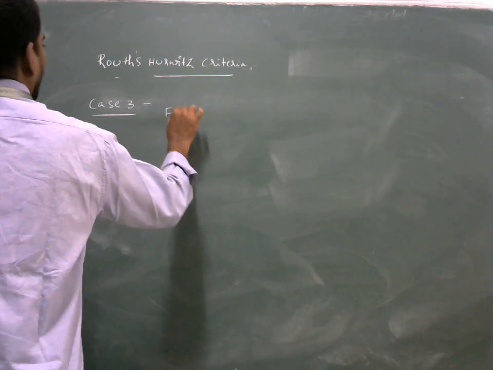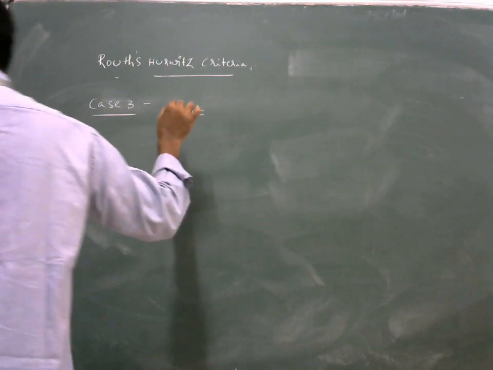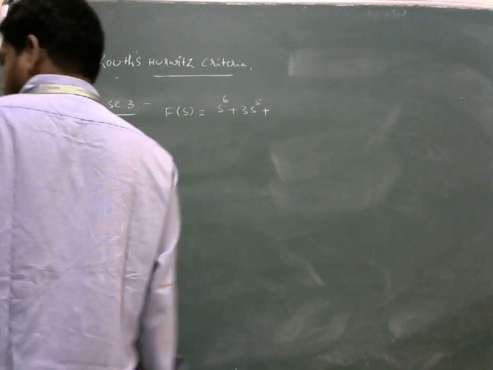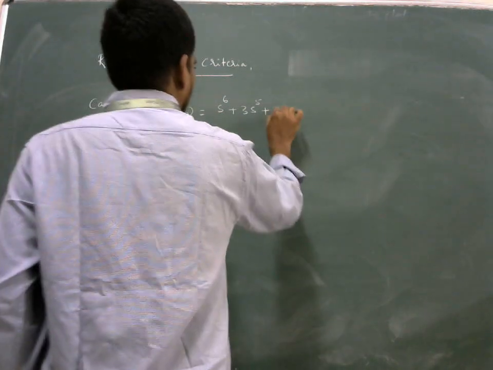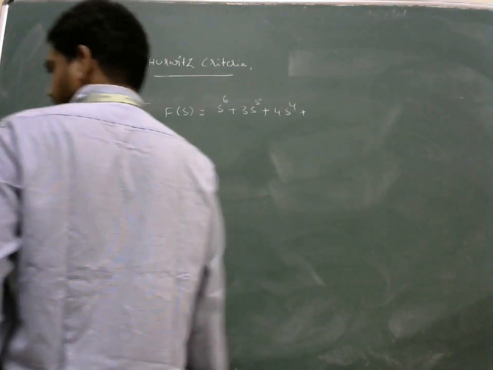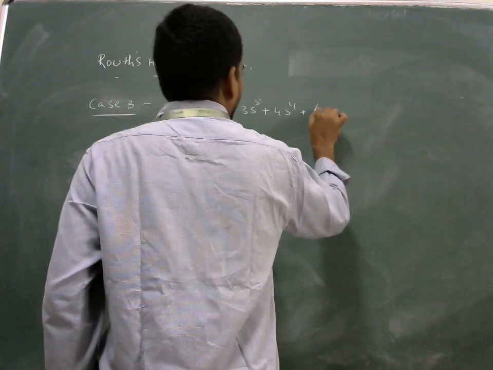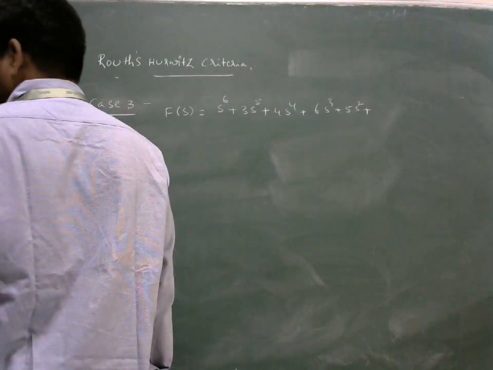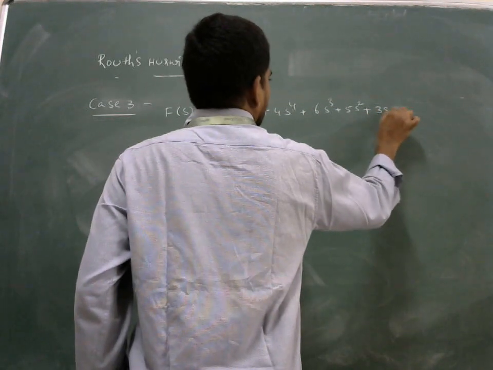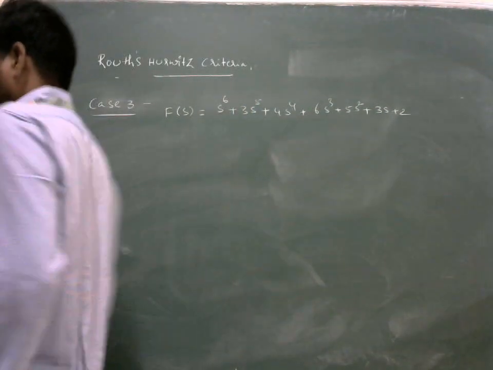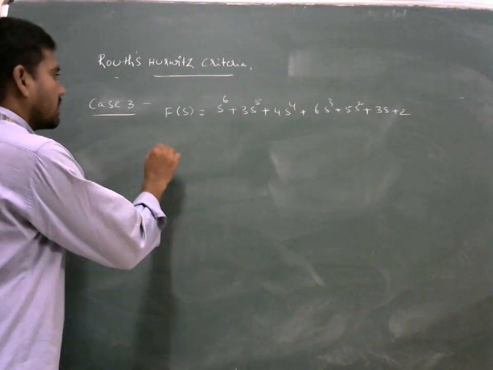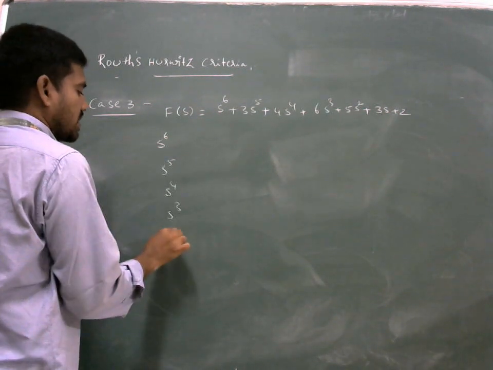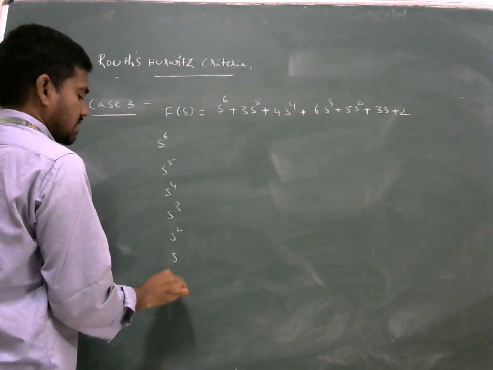Given that f of s is equal to s power 6 plus 3s power 5 plus 4s power 4 plus 6s cube plus 5s square plus 3s plus 2. This is the characteristic polynomial. So what we need to do? We need to write the rows s power 6, s power 5, s power 4, s cube, s square, s, and s power 0.